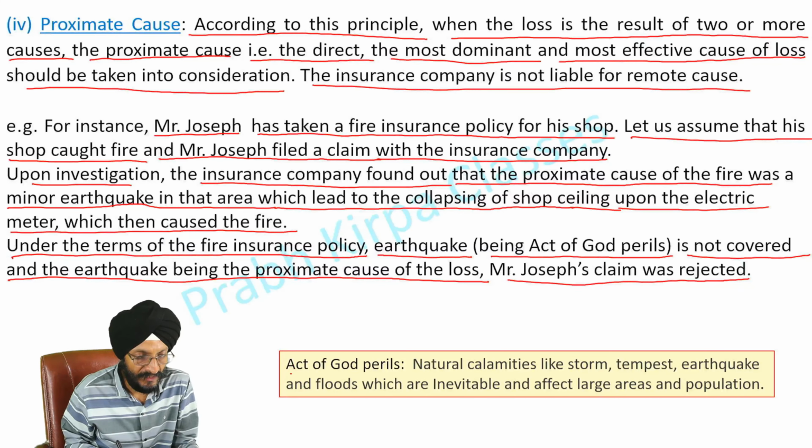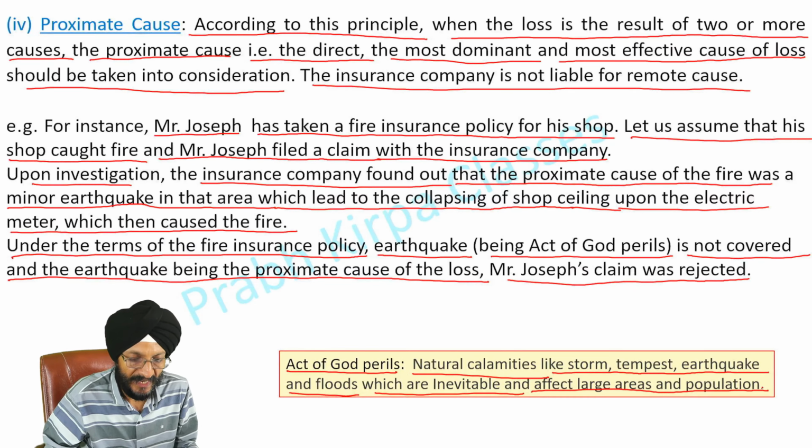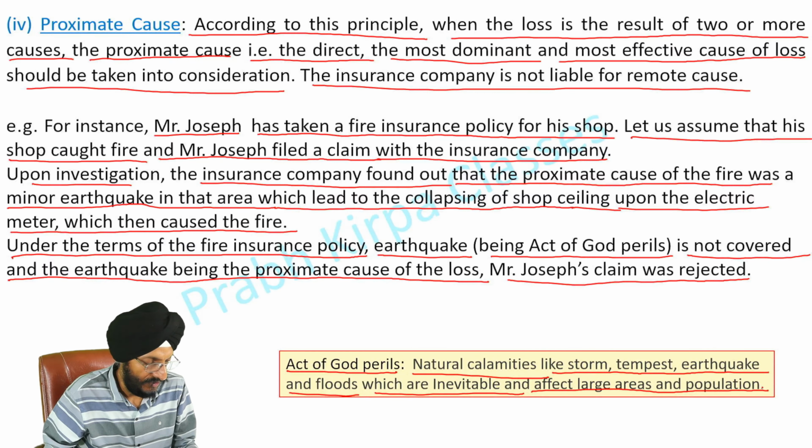Here we will understand the meaning of act of God perils. Act of God perils means natural calamities like storm, tempest, earthquake, and floods, which are inevitable and affect a large area and population, and these calamities are not in the control of human beings.